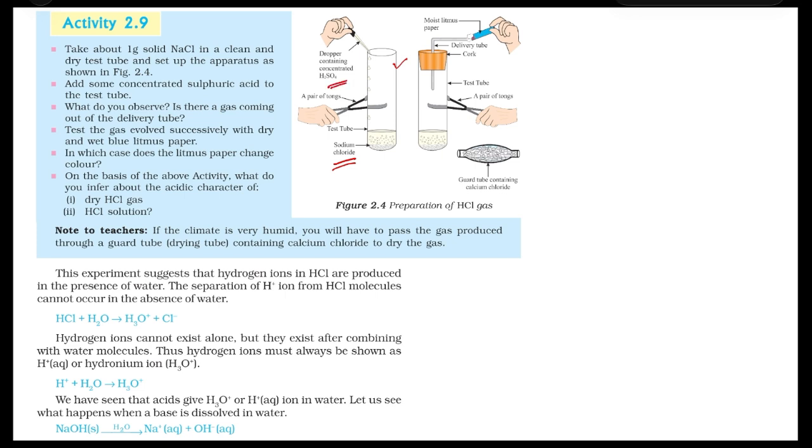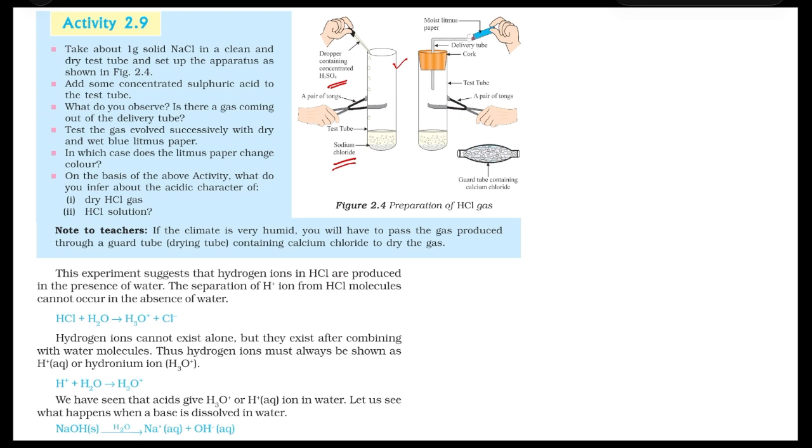Then a few drops of concentrated sulfuric acid are added to it. Now there is a gas which comes out when H2SO4 is added to sodium chloride. The sodium chloride is in solid state. The gas is tested with a dry litmus paper and then with a wet litmus paper. With dry litmus paper, there is no change in the color; it remains blue. But when wet litmus paper is used, the color changes from blue to red.